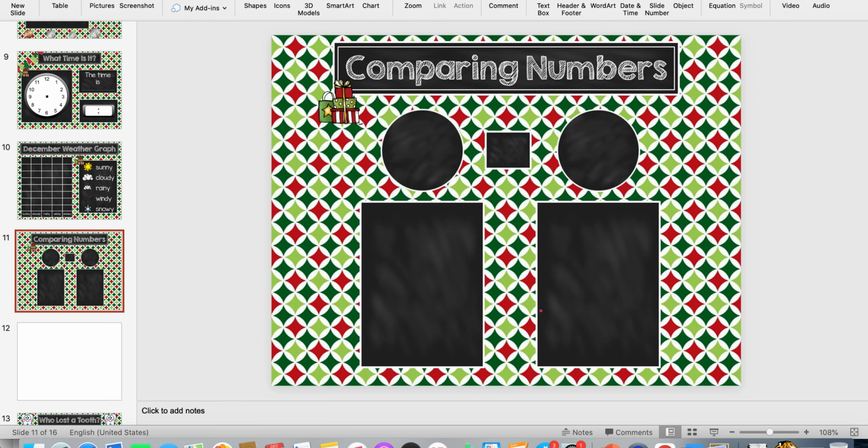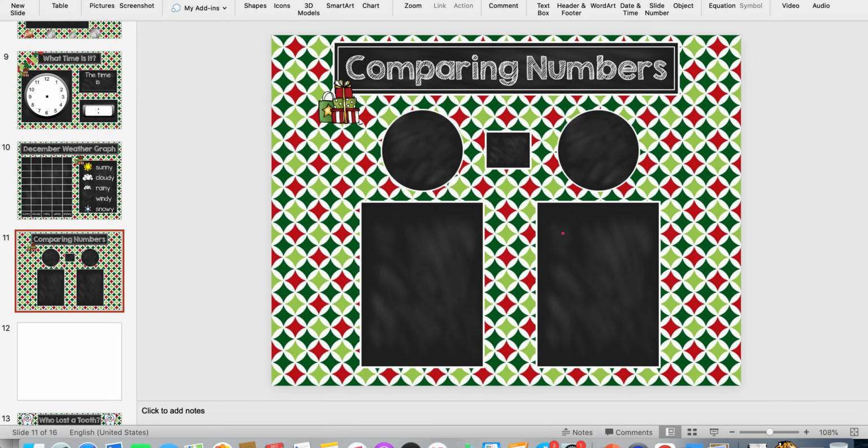Hey guys, we're working on comparing numbers again today. This time we're going to go all the way to 20. On Friday, we only did 1 to 10, but I'm going to show you how to use our comparing mat and how to do it without the comparing mat too. So there's a couple of ways that we're going to start.